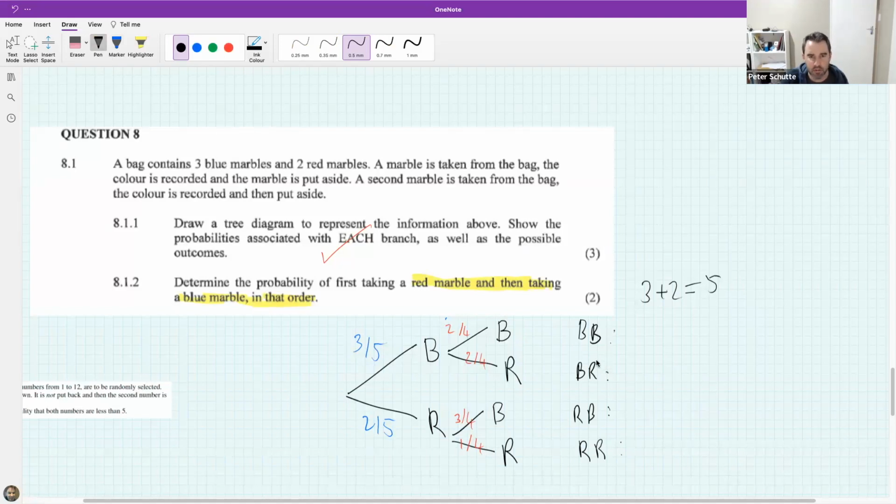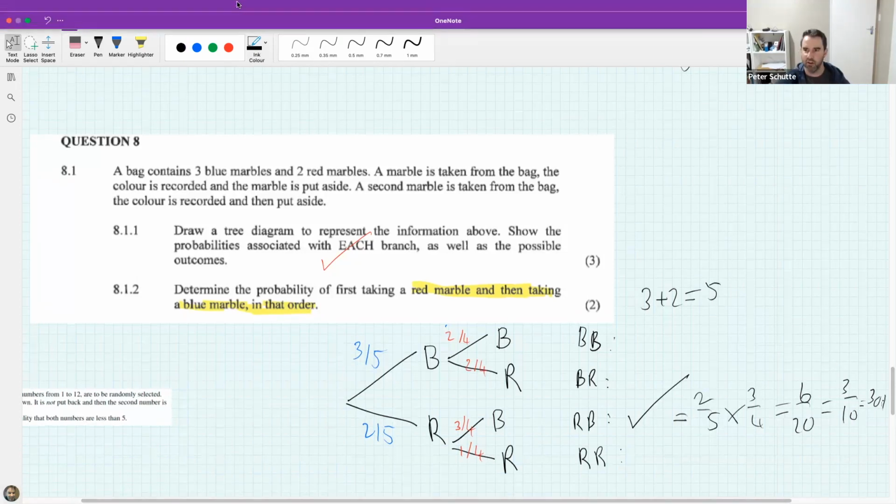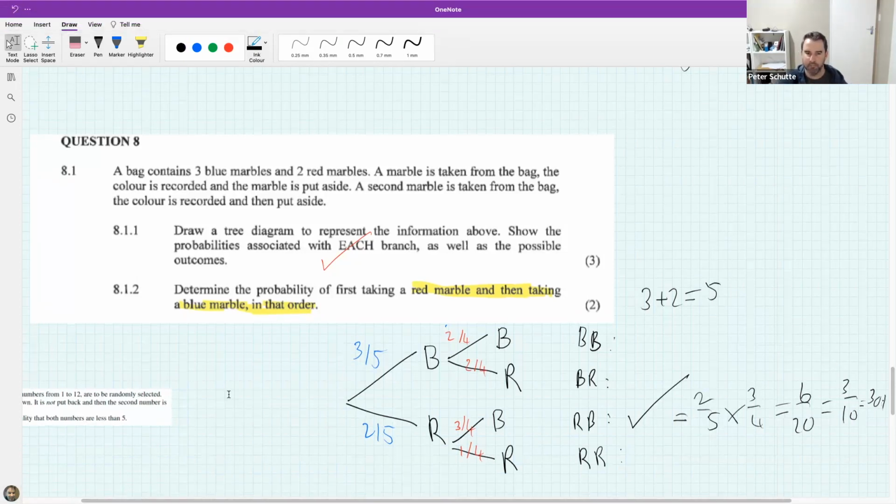So it feels to me it has to be that outcome. And that one is going to be 2/5 times 3/4, which is 6 out of 20, and 3 out of 10, or 30% chance. Cool, that wasn't so bad, hey? That was from a past exam paper.